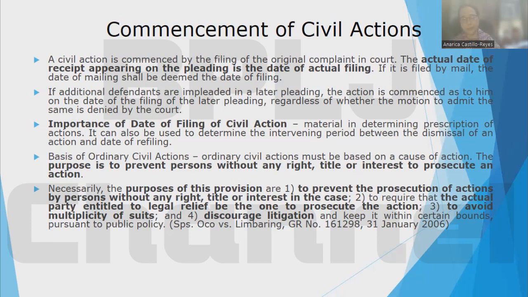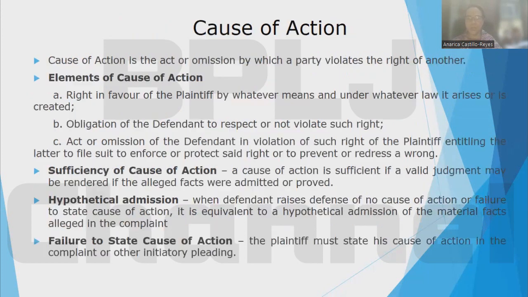Also, why is there a need to have a cause of action before you can file a civil case? The reason is to prevent persons without any right, title, or interest from prosecuting an action, to require that the actual party entitled to relief be the one to file the action, and to avoid multiplicity of suits and to discourage litigation.